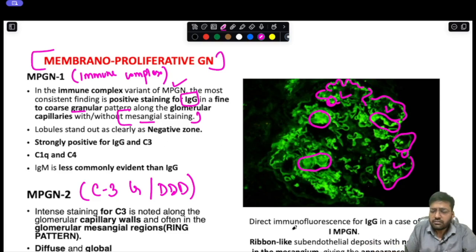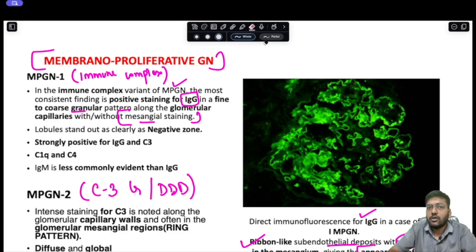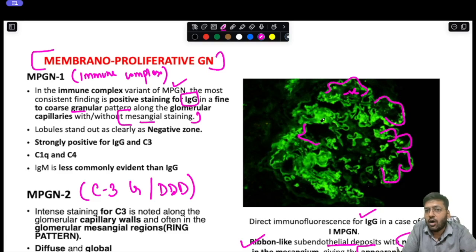Okay, so in immunofluorescence, there is IgG deposition in type 1 MPGN, showing ribbon-like subendothelial deposits with negativity in the mesangium, giving a lobular appearance. What I want to say is, over here the capillary is staining, the mesangium is negative, completely black. Again over here it is like this. Capillary is staining, mesangium doesn't take the stain. So this is basically giving a lobulated appearance. Again over here you can see a hollow, and again over here some lobulated appearance is there.